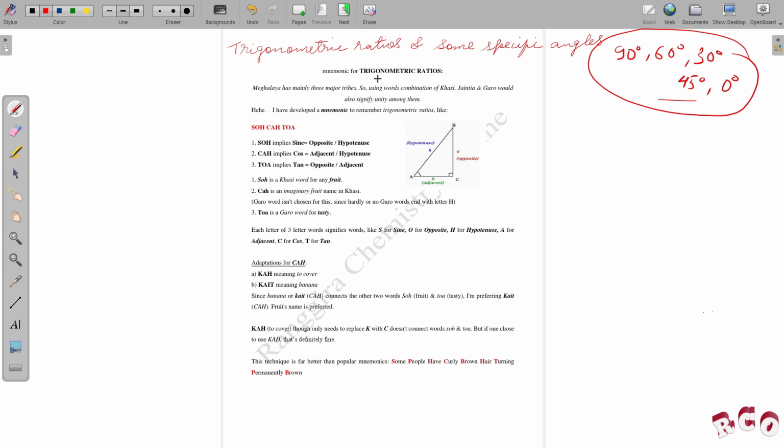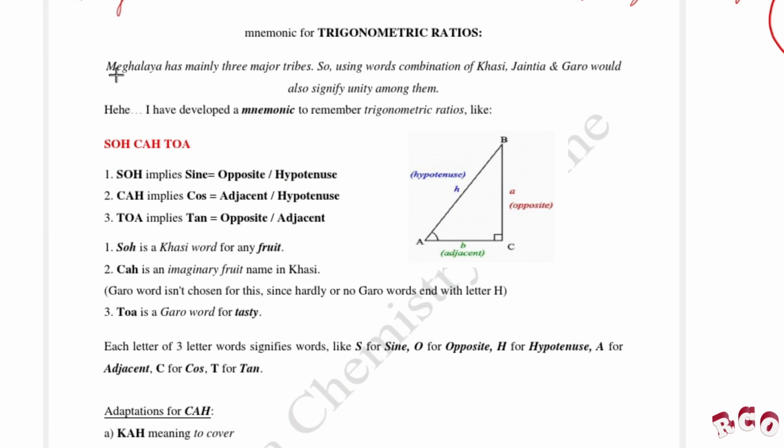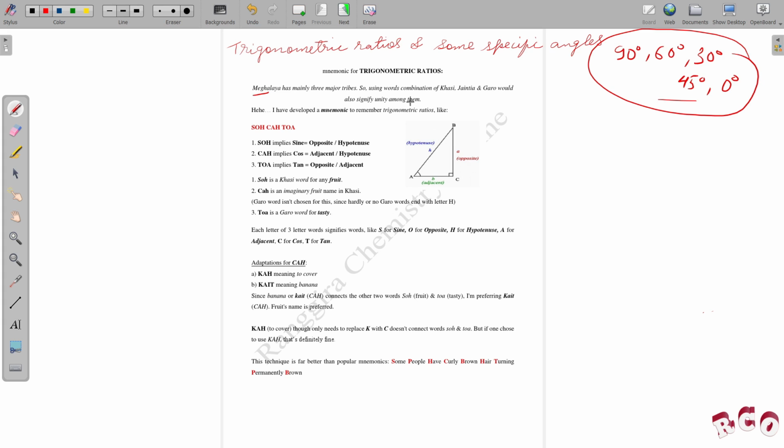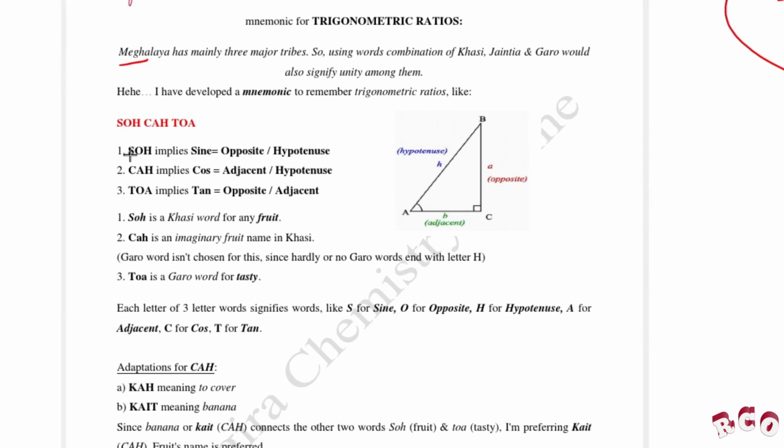Before that, let me just read it here. Meghalaya has three major tribes. So using a combination of Khasi, Jaintia and Garo words would also signify a unity among them. When we are intermingling, when we are mixing, we will be incorporating some of the words of the language of others. So that is why I have used this.